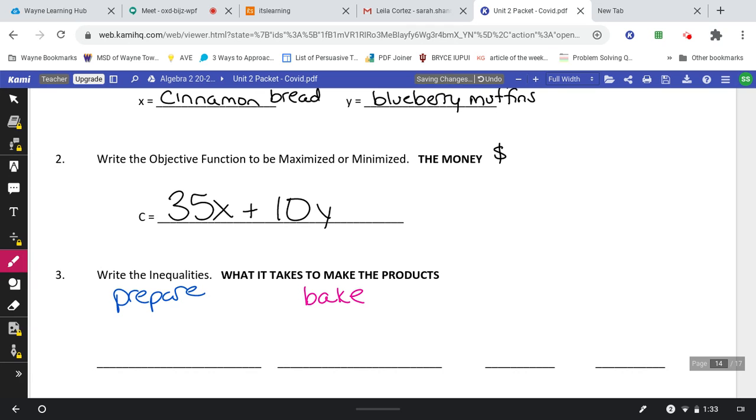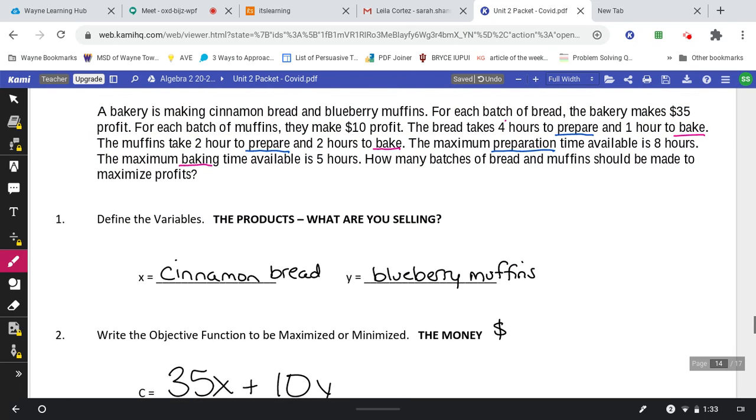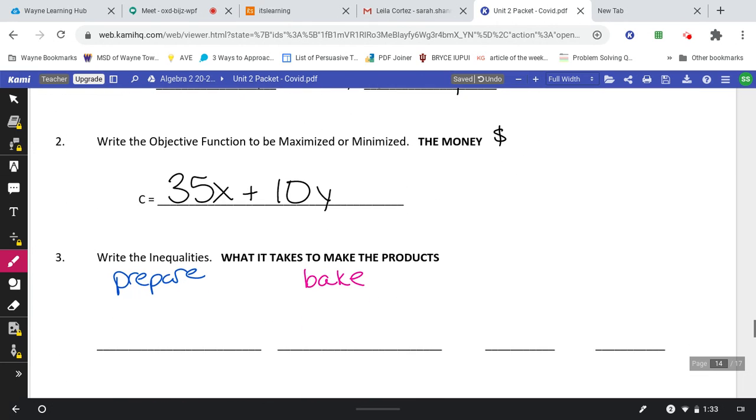So a lot of times I like doing the different colors. So if you have any different color pencils or different even color pens, you can always go ahead and do the same thing I'm doing here. All right, I'm going to look for my prepare numbers first in blue. I've got 4 hours to prepare, 2 hours to prepare, and then the maximum preparation time is 8. 4, 2, and 8 are going to form an equation.